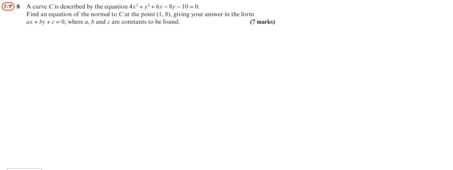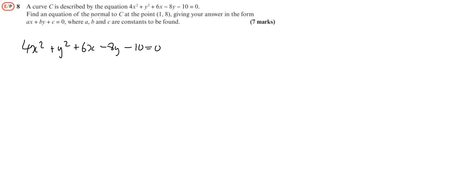Okay, just to be clear, this was one of the implicit differentiation questions I set. So with a curve C that's described by the equation 4x squared plus y squared plus 6x minus 8y minus 10 equals 0. So we have to find the equation of the normal.